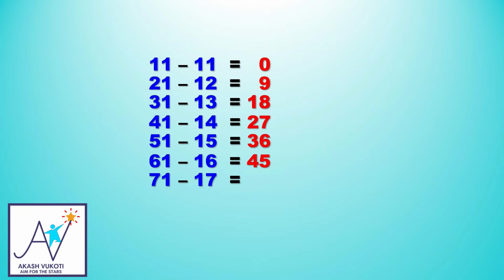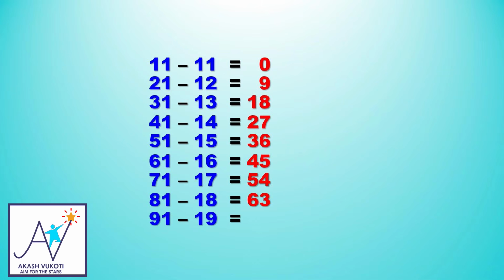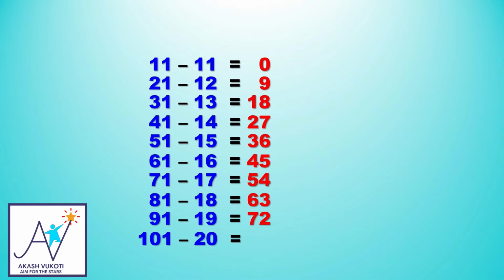We can go even further than just these numbers. Let's take a look at 71 minus 17. That's equal to 9 times 6, which is 54. 81 minus 18. That is actually equal to 63, which is 9 times 7. 91 minus 19 is 72, which is 8 times 9. And of course, 9 times 9 is 81. And it turns out that 81 is equal to 101 minus 20. All of these examples follow the same pattern. The answers are the 9 times table.